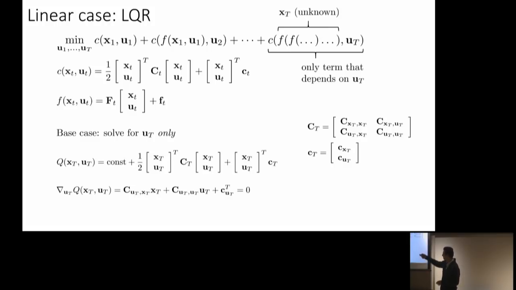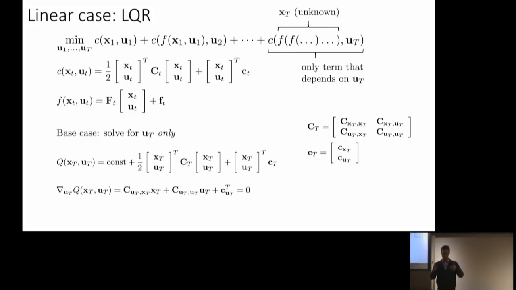You have one derivative term from the end. This term is just linear, so the derivative from the end is just the portion of c_t that multiplies u_t, which is c subscript u_t. And then I have two terms from the quadratic part. I have one term from the cross term, which is basically x_t transpose C x_t u_t, or u_t transpose C u_t x_t x_t.